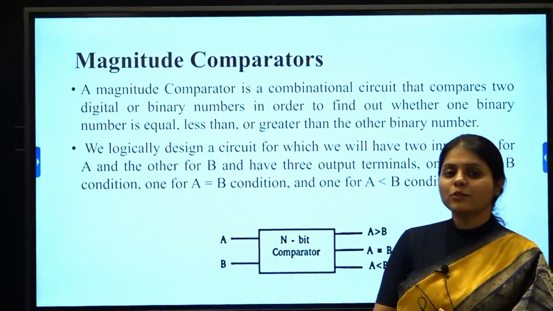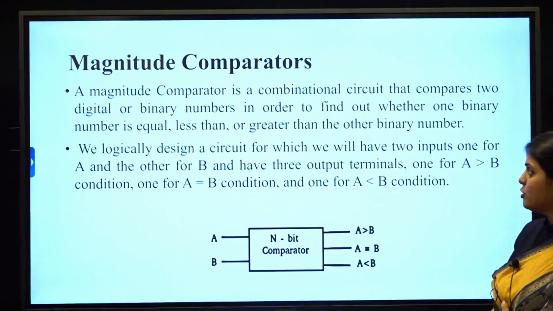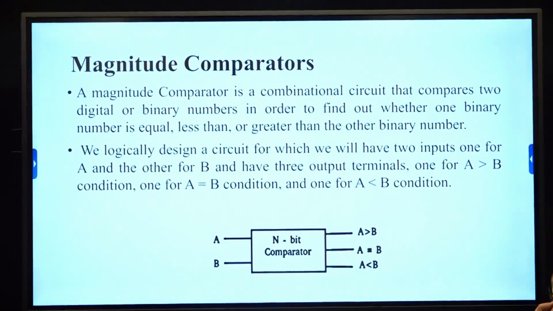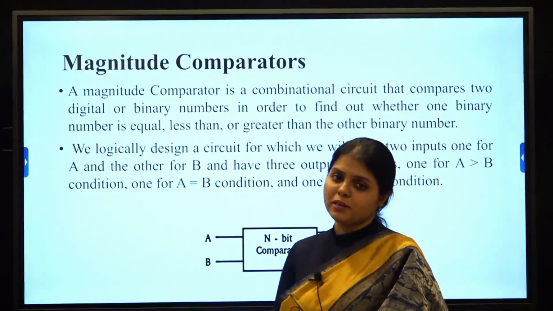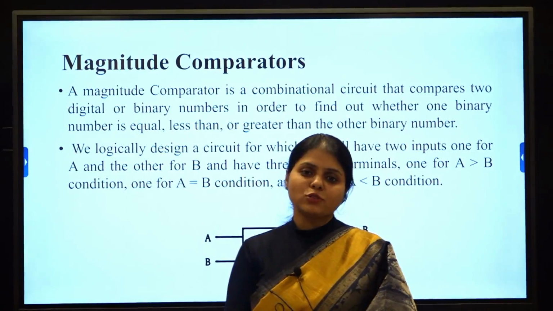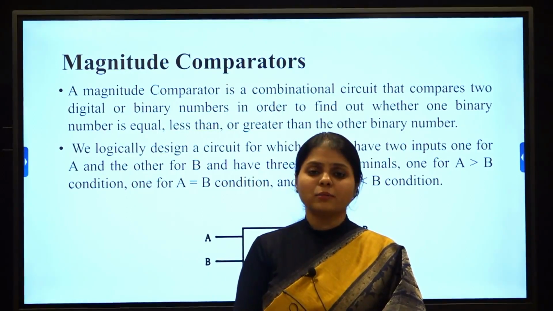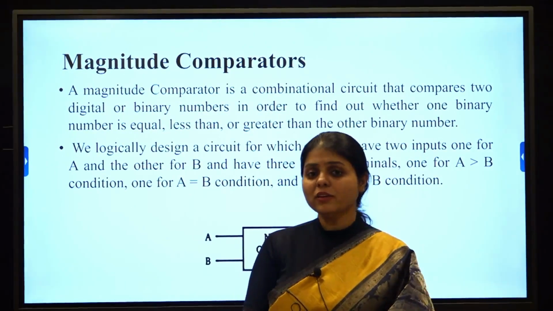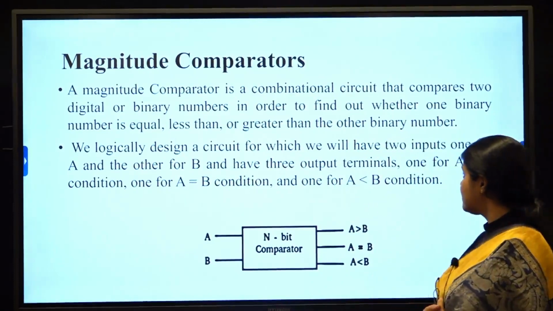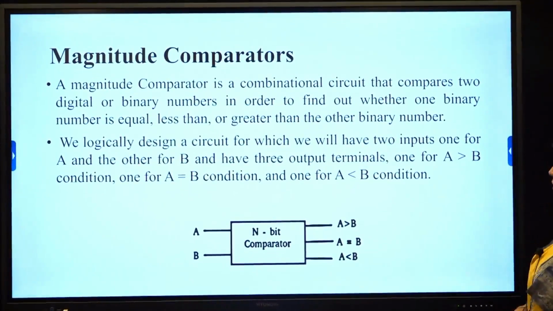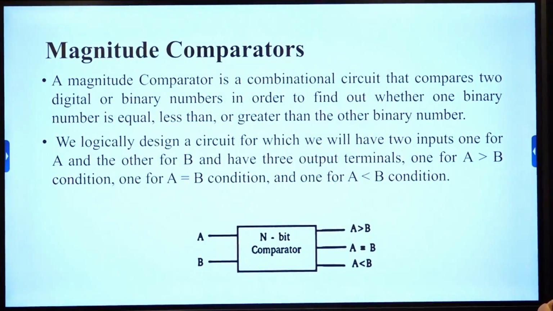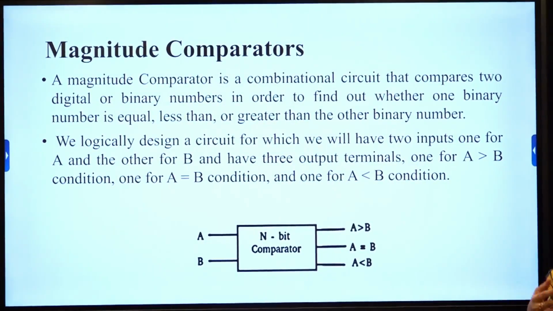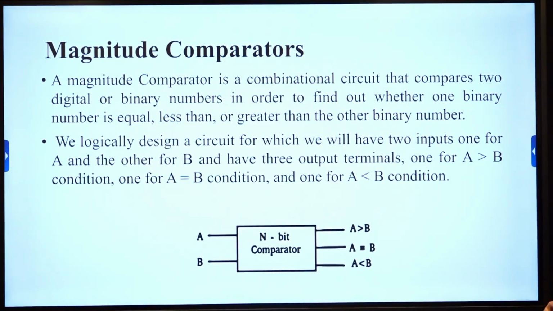So basically a magnitude comparator is a combinational logic circuit which is used for comparing two digital numbers. When we talk about digital numbers, I mean binary numbers. You can take 1 bit, 2 bit, 3 bit or n bit binary numbers, compare them and obtain the results. As you can see, a magnitude comparator is a combinational logic circuit which compares binary numbers and finds out whether one binary number is greater than, equal to or less than the other binary number.